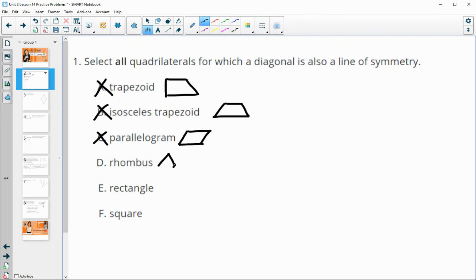A rhombus would, so we'd have each of these side lengths being the same, and each of the diagonals actually would be a line of symmetry, so this one's good. A rectangle would be false. A diagonal is not a line of symmetry. And then a square would have the diagonals being lines of symmetry.